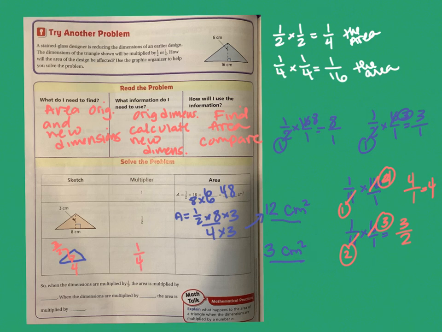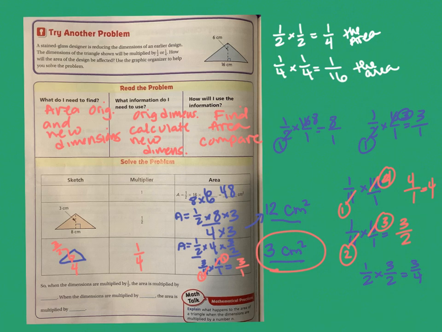That is when we multiply each dimension by 1/4. Let's use the formula. Area equals 1/2 times the base, which is 4, times the height, which is 3/2. I just left it as a fraction because I already have a fraction in there. And I may as well just multiply those two fractions together since they're fractions anyway. And I'm going to get 1 times 3 is 3, 2 times 2 is 4. So I get 3/4 times 4. Cross reduce. 3 times 1 is 3. 1 times 1 is 1. The area is 3 centimeters squared.